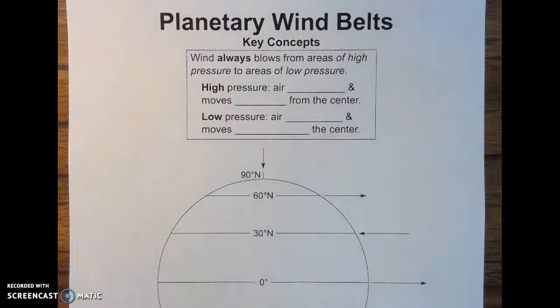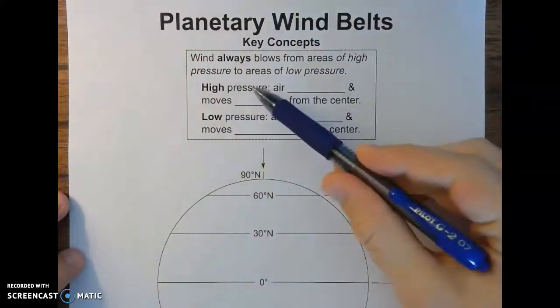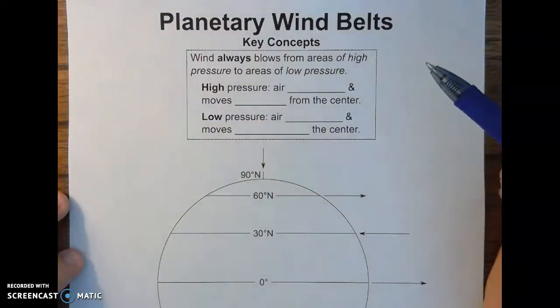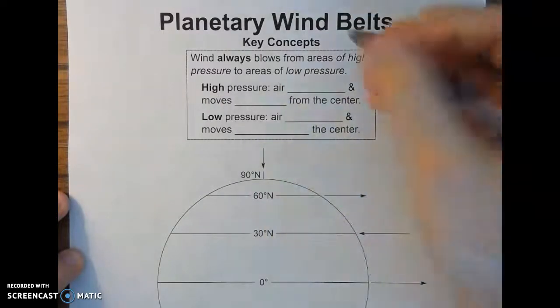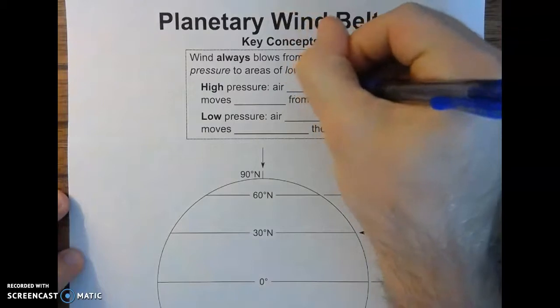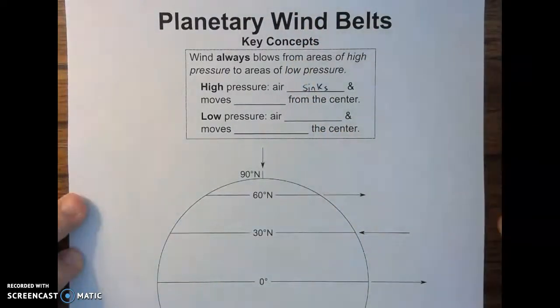Okay, so today I'm going to walk you through planetary wind belts. First things first, wind always blows from areas of high pressure to areas of low pressure. Remember, in areas of high pressure, air is going to sink. That's like if you push your hand down into the desk, that would replicate sinking air. So it's pushing down, it's high pressure.